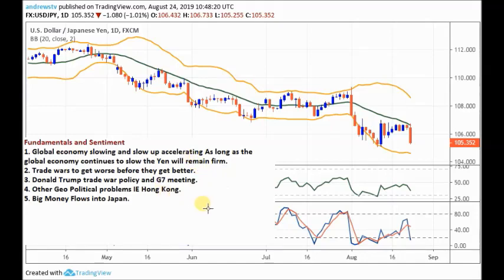Now, in terms of fundamentals and sentiment for us, just bullish the yen, go through the 5 points. Global economy is slowing, slump is accelerating. As long as the global economy continues to slow, the yen will remain firm. You can see it from the data. Big slump in the global economy that's getting worse. The yen severely undervalued and the number one safe haven currency. So it'll keep moving up longer term.